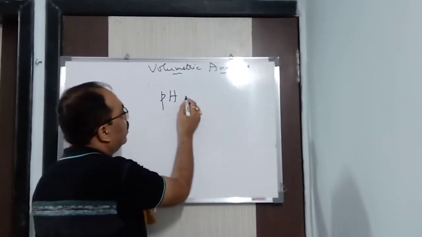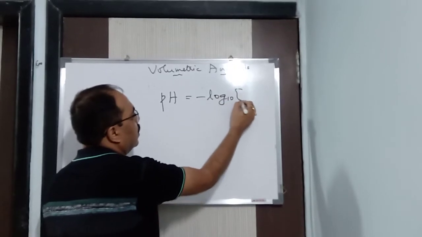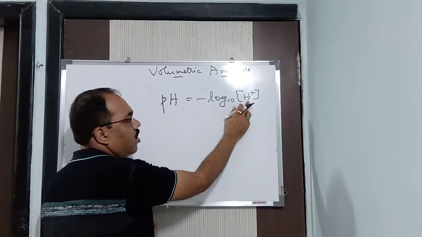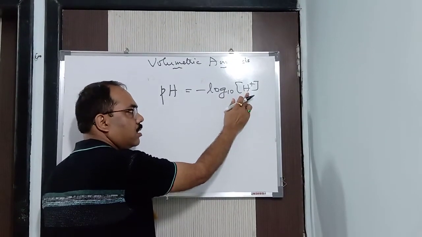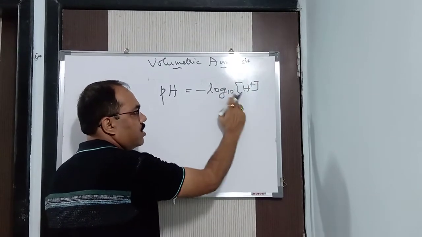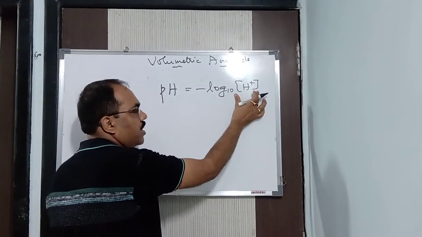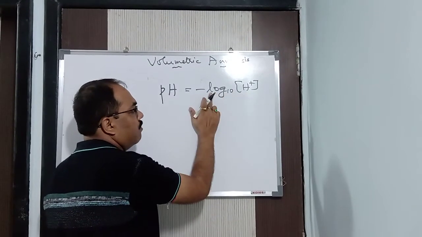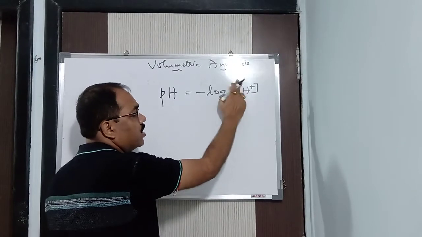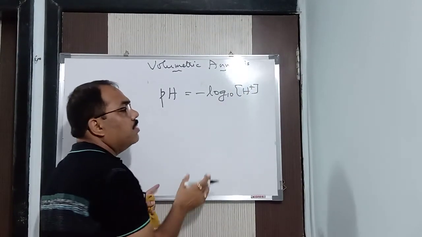pH is what? You have studied in lower classes. It is minus log base 10 H plus ion concentration, the negative logarithm of hydrogen ion concentration. When anything is written within square brackets, it means concentration. So this is known as pH.